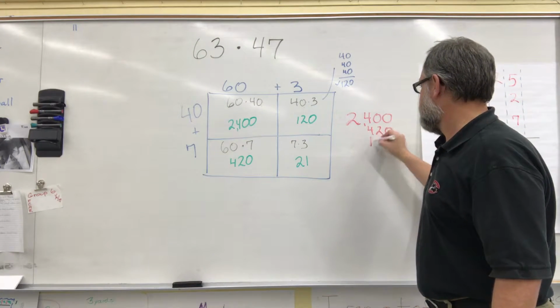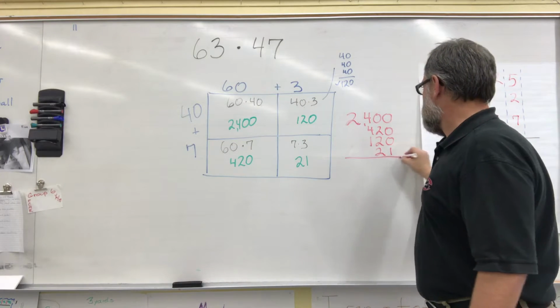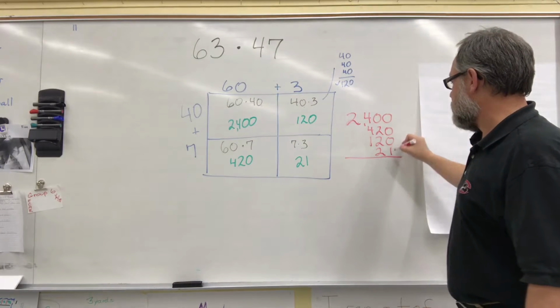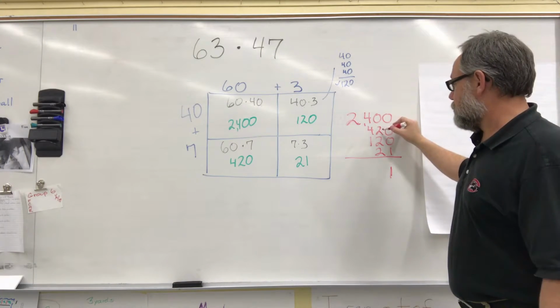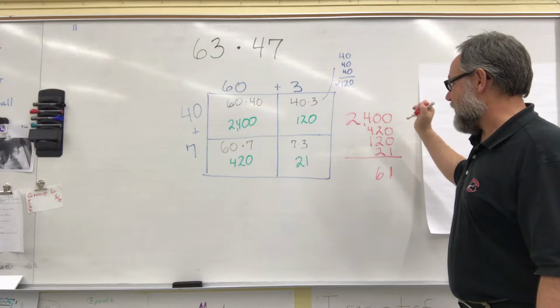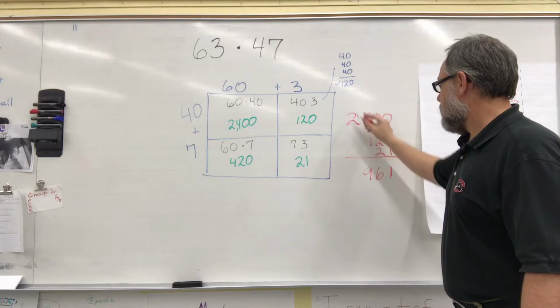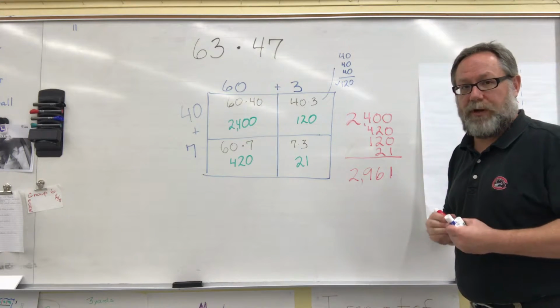120 and 21. We add those together. Triple 0 equals 0, plus 1 is 1. 0 plus 2 is 2. 2, 2, 2 is 6. 4 plus 4 is 8, plus 1 is 9. And finally, we drop the 2 down for 2,961.